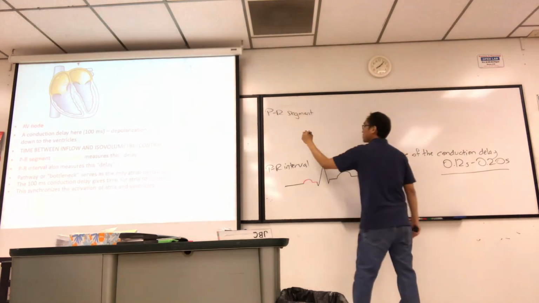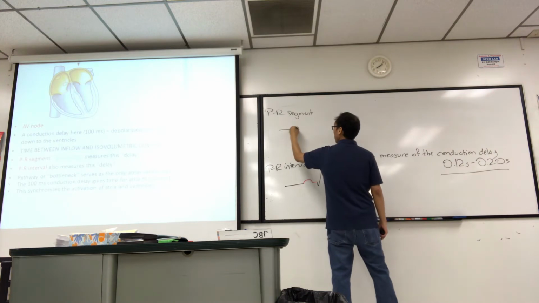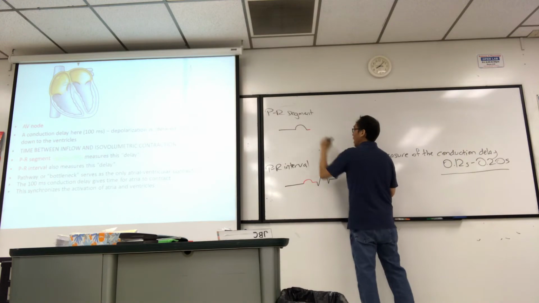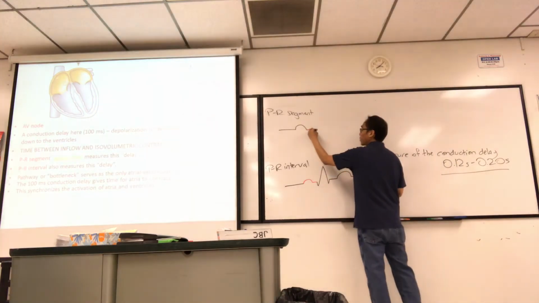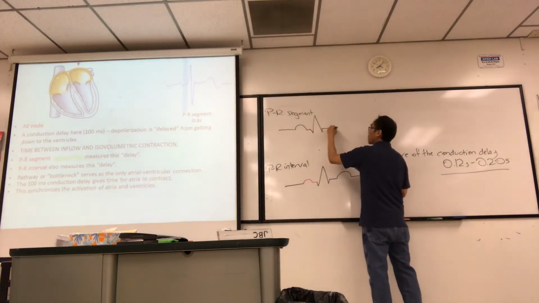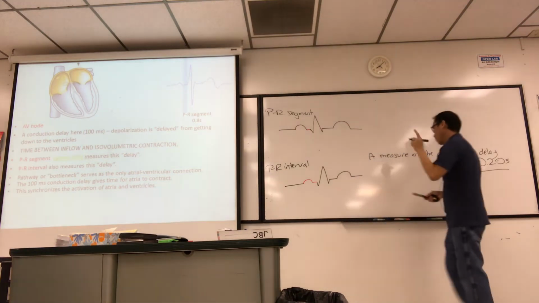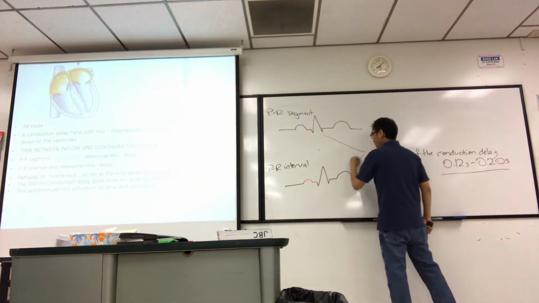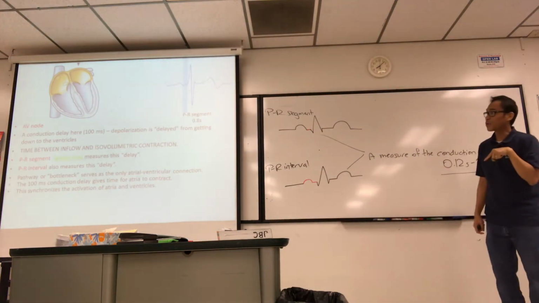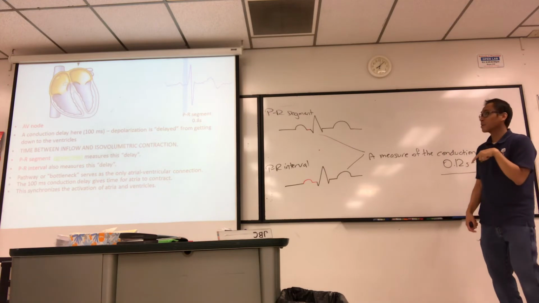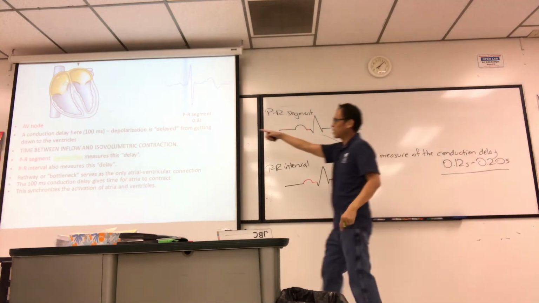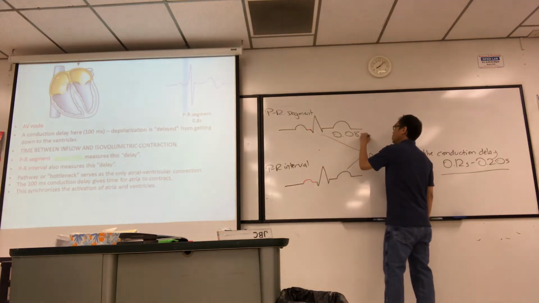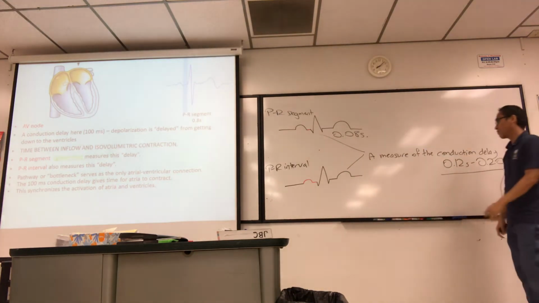So if you're just measuring the segment, you don't include the P wave, just the segment between the P wave and that downward deflection, that little blip right there. That is also a measure of conduction delay. Both of these are. However, that segment is much shorter. It should be much shorter because you're not including the P wave.